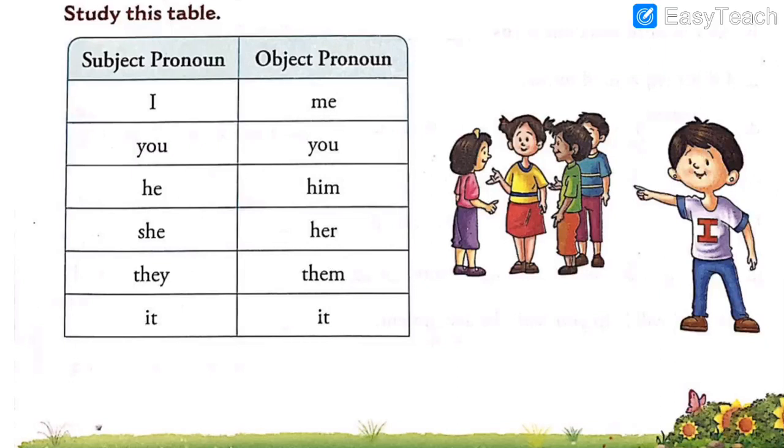So did you notice something? Two will not change. Which are the two that will not change? One is you and one is it. These are the two pronouns that will not change. You and it. These two pronouns will be as they are. If it is in subject or in object, that will not change. But other pronouns will change. I will become me, he will become him, she becomes her, they becomes them. So that is how the change in pronouns occurs.